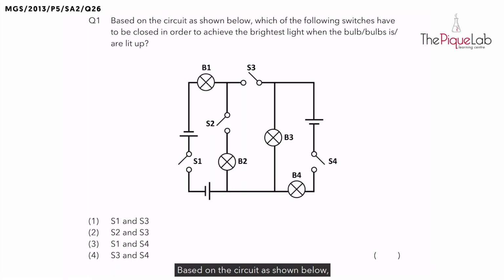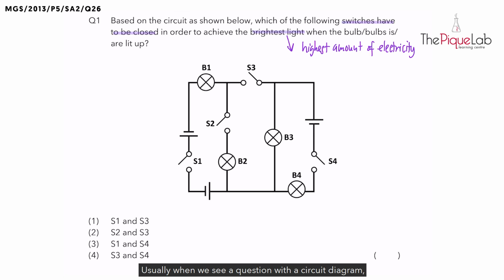Let's get started. Based on the circuit as shown below, which of the following switches have to be closed in order to achieve the brightest light when the bulb is lit up? When the question asks for the brightest bulb, what is the amount of electricity that is flowing through the bulb? Is it the highest amount or the lowest amount? Bulb is the brightest when the highest amount of electricity is flowing through the bulb. Let's write that down.